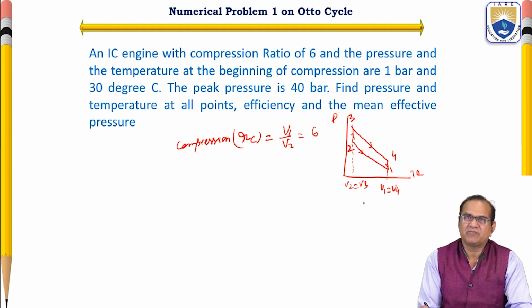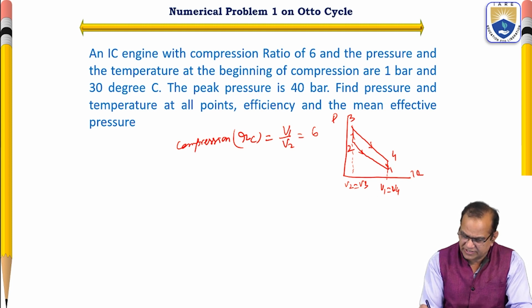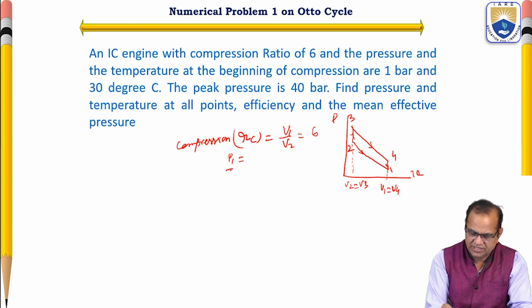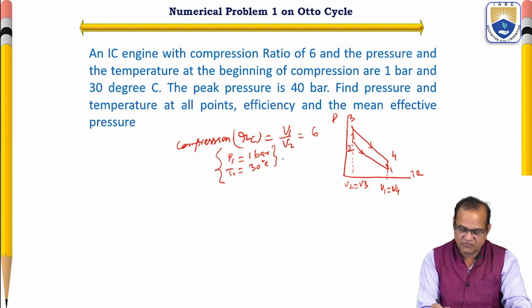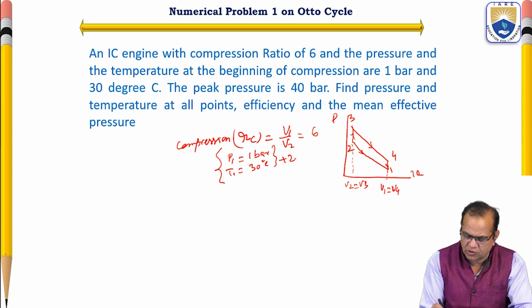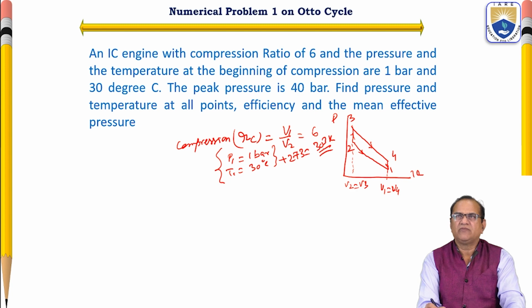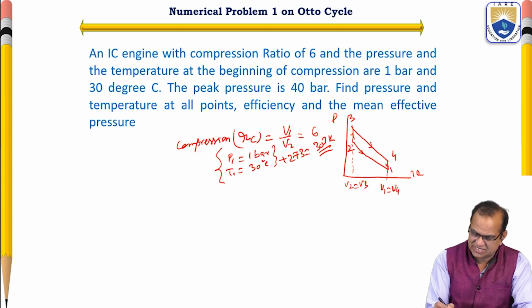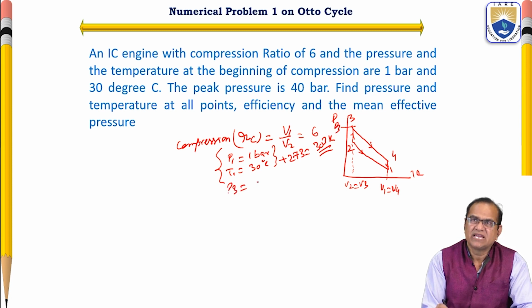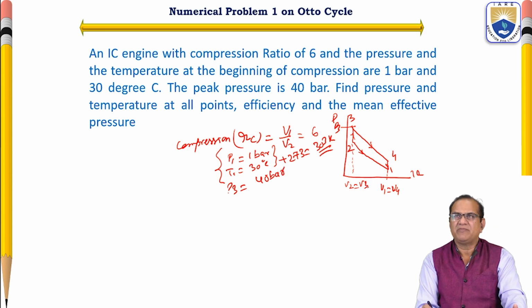And the pressure and the temperature at the beginning of the compression. So this is the beginning, T1. Pressure is 1 bar, that is atmospheric pressure, and T1 is 30 degrees centigrade. These things are given. All the temperatures we have to make in Kelvin, so you have to add 273. So 303 Kelvin. The peak pressure is given. So this is the peak pressure, P3. P3 is given as 40 bar. So these parameters are given.